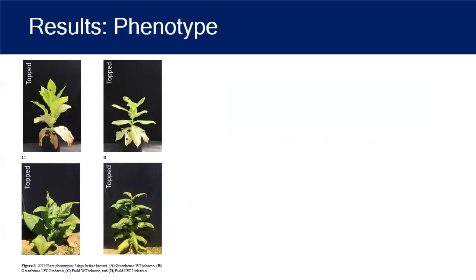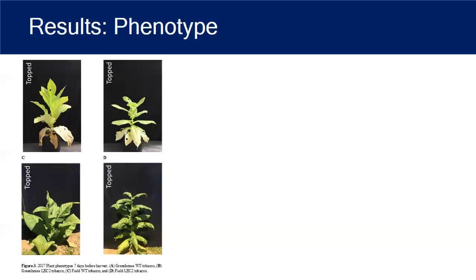So, resulting phenotypes. Up at the top, these are plants that were grown in the greenhouse. Down at the bottom, plants grown out in the field. On the left is the wild type, and on the right is the LEC2 construct, which are the two that we grew in 17. You can see in both growing situations, the wild type has wide, robust leaves at an upward angle of 45 degrees, and are very full, large plants. As opposed to the LEC2 transgenic line, these plants were very petite in stature, had very small leaves, and had a characteristic downward cupping of the peripheral lamina that was observed in both years.